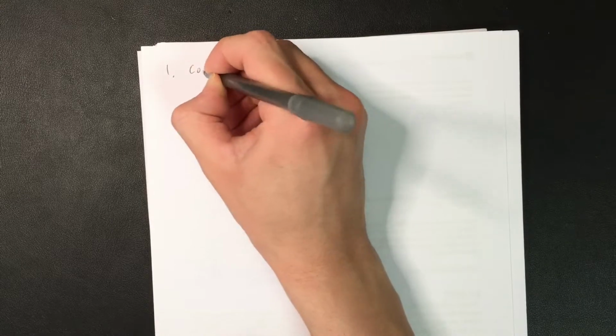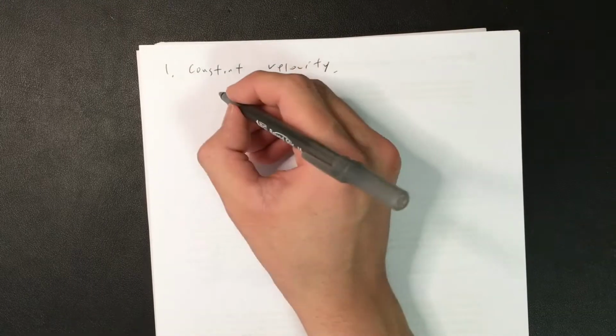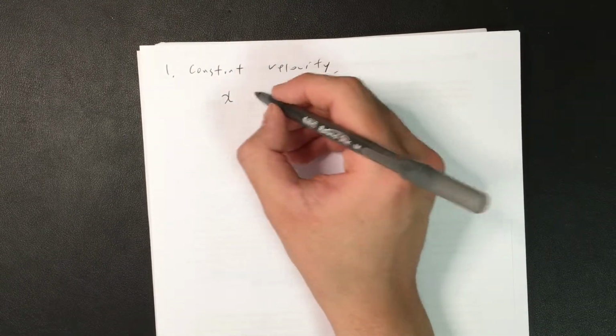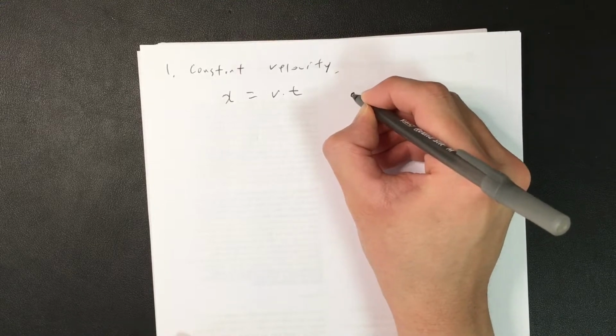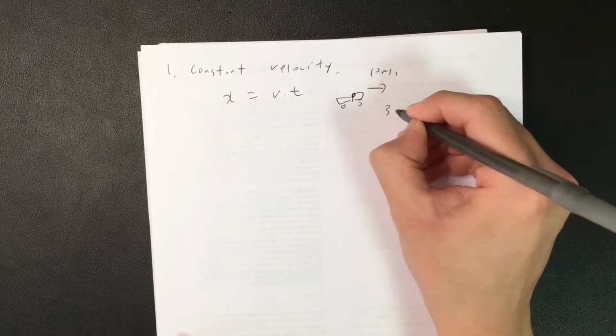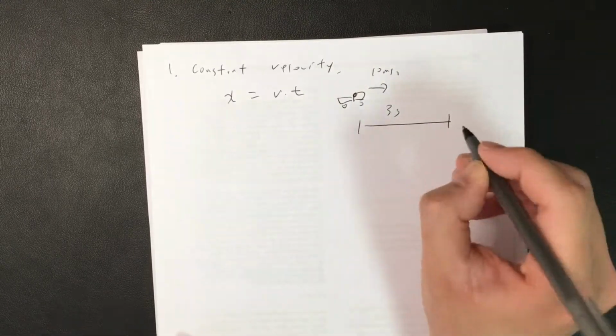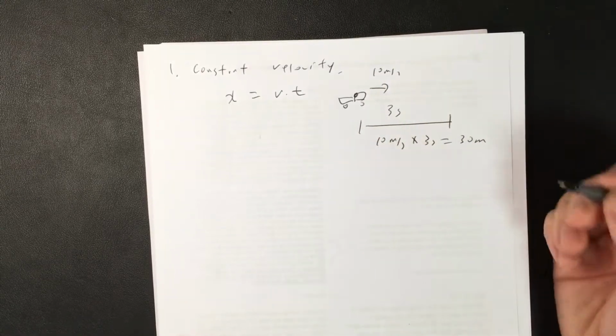Now there are mainly two types of motion, and the first one is constant velocity. In a constant velocity situation, the equation of motion is extremely simple. It is simply position, which I'm going to denote as x for simplicity, equals v times time. This is pretty self-explanatory in the sense that if a truck was moving at 10 meters per second for 3 seconds, then the distance the truck has moved is simply 10 meters per second times 3 seconds, which would be 30 meters.